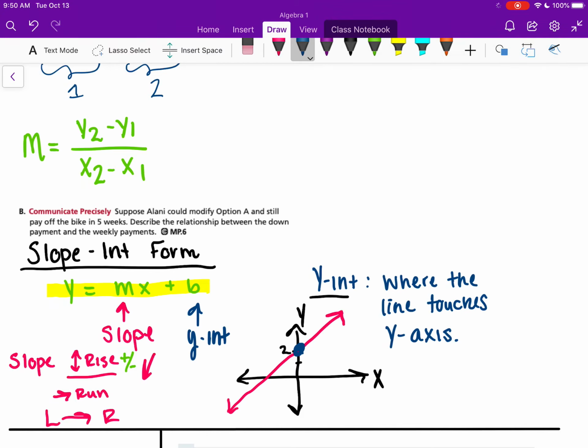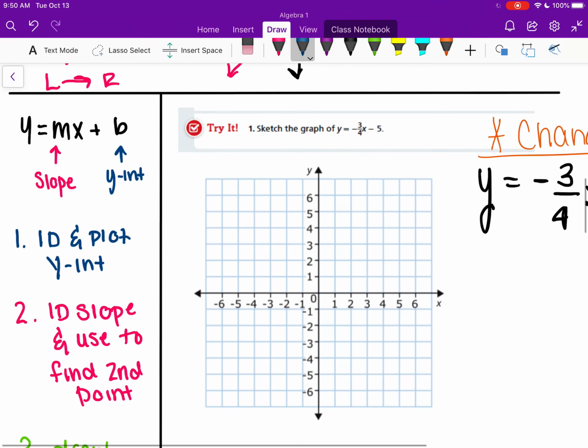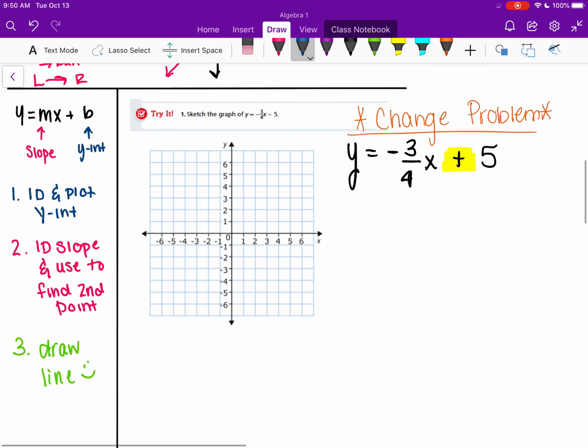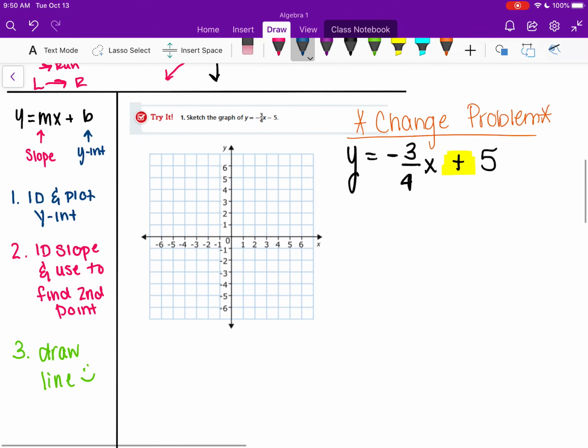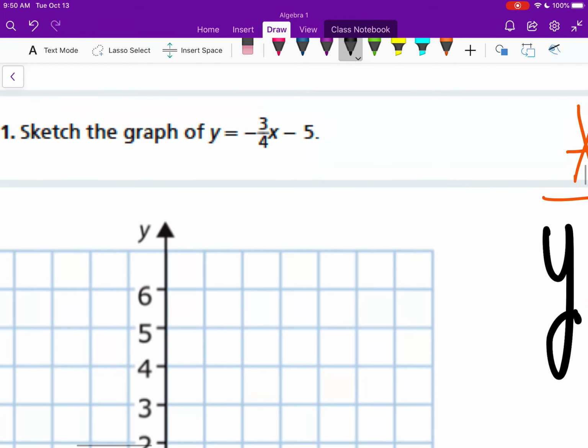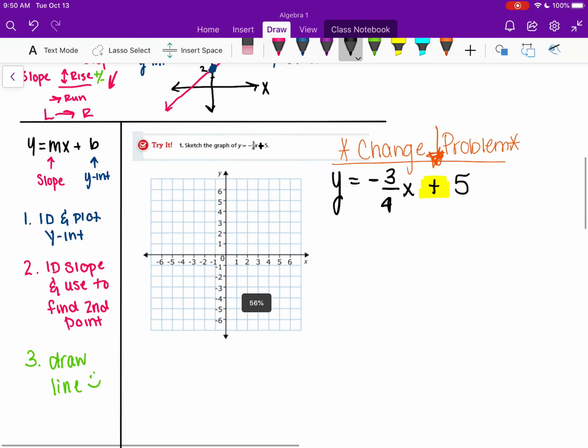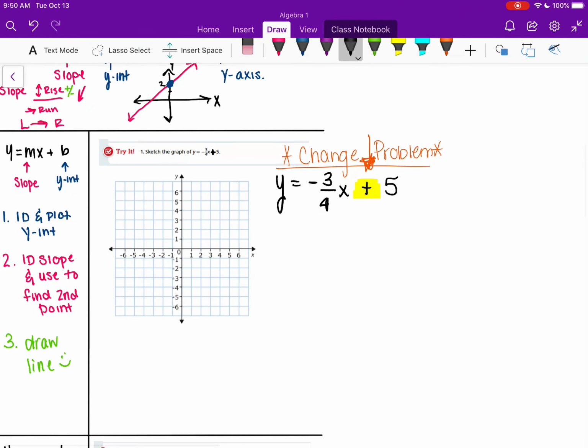Now turn the page, and let's jump into example 1. We are actually going to change the problem in your workbook, and instead of it being negative 3/4x minus 5, change it to a plus 5. So big idea right here: change the problem to be a plus 5. We're going to go into that minus 5 and change it to be a plus 5. And now we can fit this line on our graph.